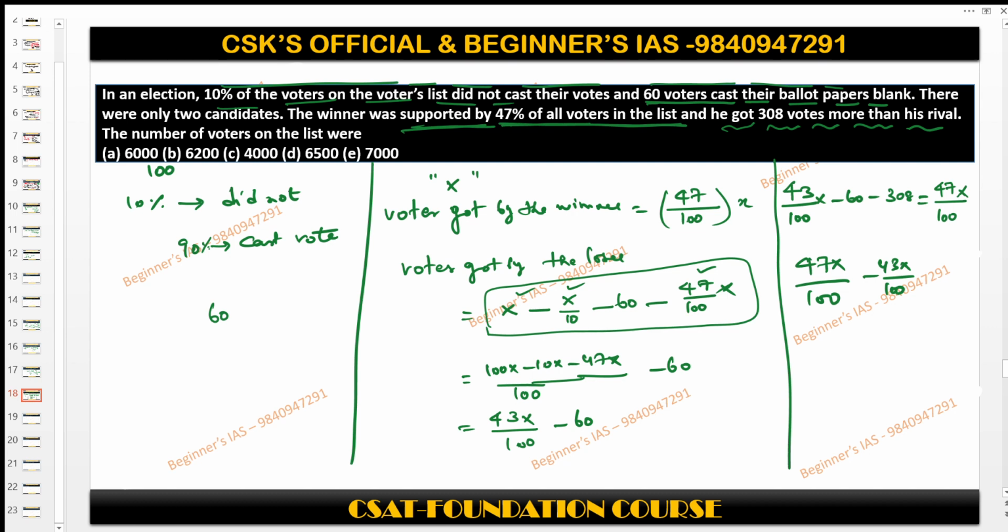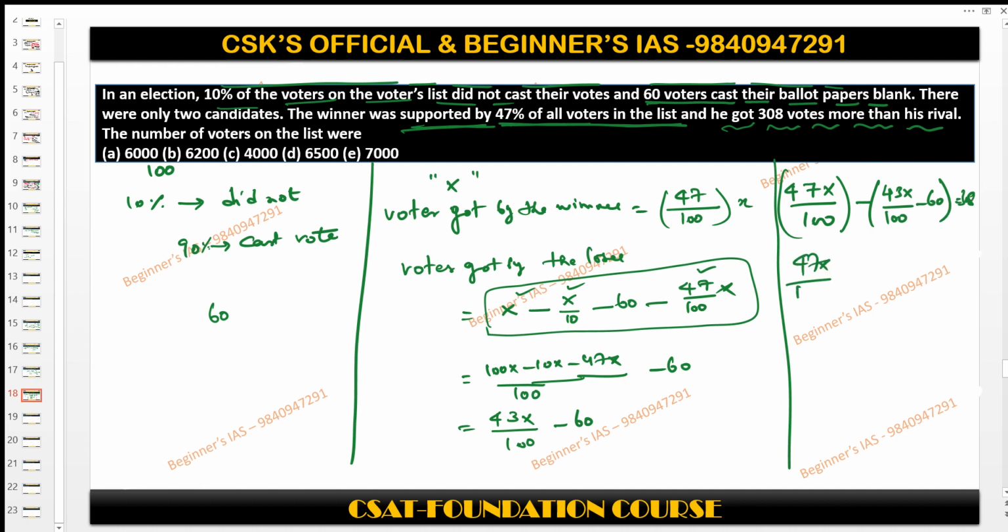According to the question, the difference between them. Just go with this one, the difference. Go with 47x by 100 minus, so go like this, it is better than that one. So the difference here is nothing but 308. So simple.